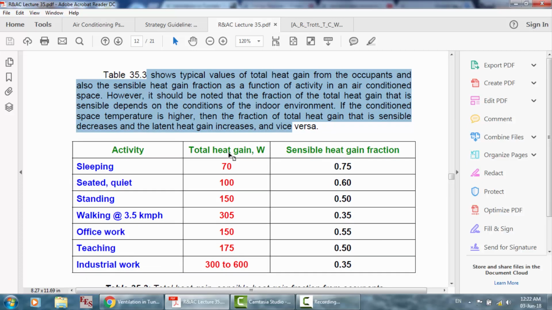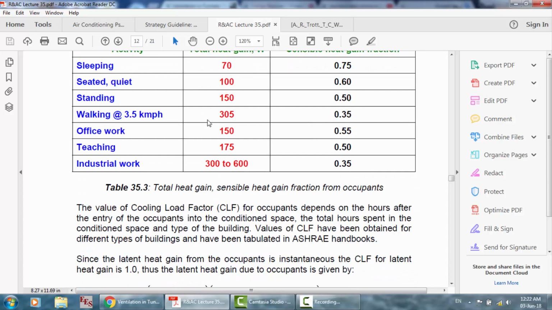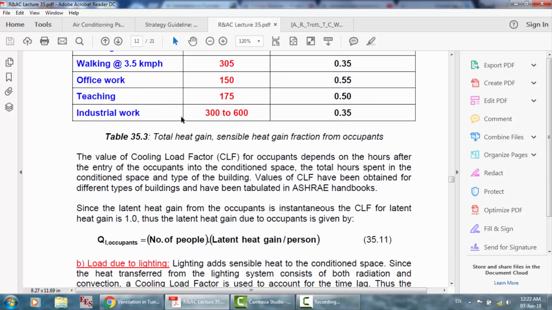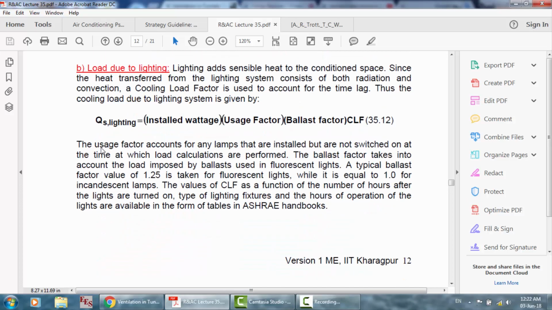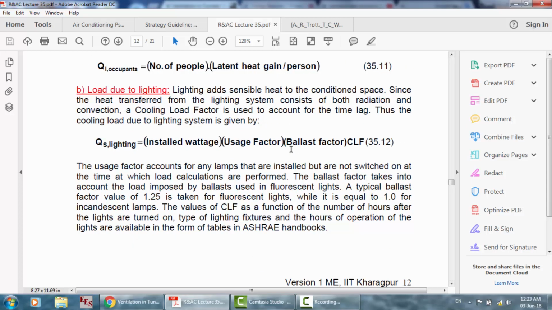We have here the total heat gain, and here the sensible fraction. This is the total, and you can get the latent from this sensible heat gain fraction. That's why we need these things in HAP, and also you can get it by hand. Okay, and here Q latent by occupants is the number of people multiplied by the latent heat gain per person. Also for lighting, it is the installed wattage multiplied by the usage factor multiplied by the ballast factor multiplied by the CLF.